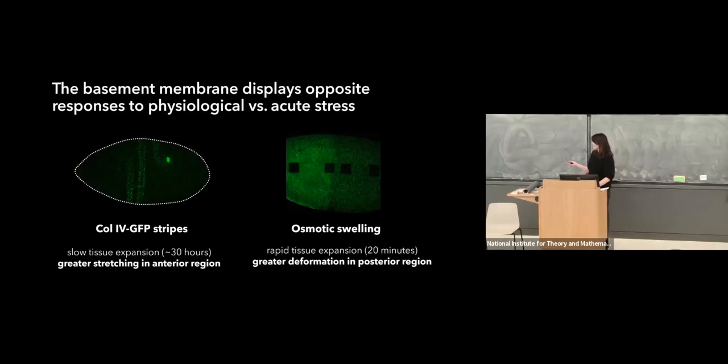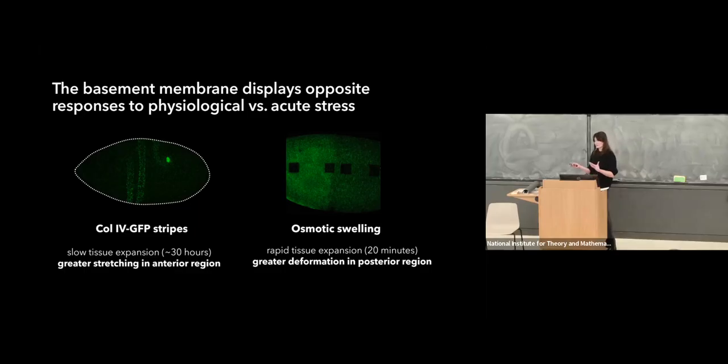And so with these two different assays I've showed you, obviously they're very different magnitudes and timescales of stress, but the basement membrane seems to be reacting in different ways. So with these collagen 4 fluorescent stripes, we have a developmental timescale of about 30 hours. And in this case, we see greater stretching of that soft anterior basement membrane region. But with our osmotic swelling assays, we have very rapid tissue expansion. Obviously, this is a non-physiological condition. And in this case, we see greater deformation of that stiff posterior.